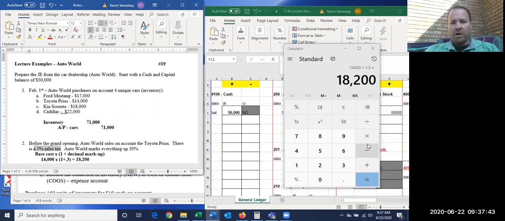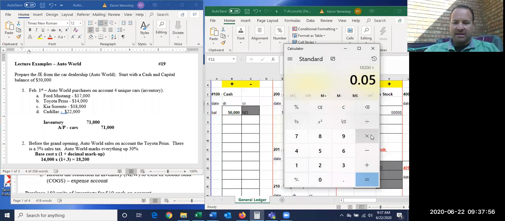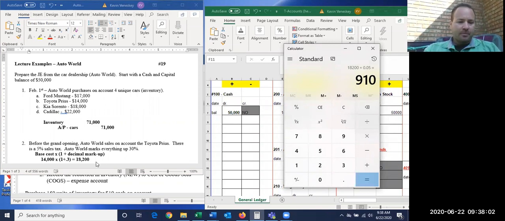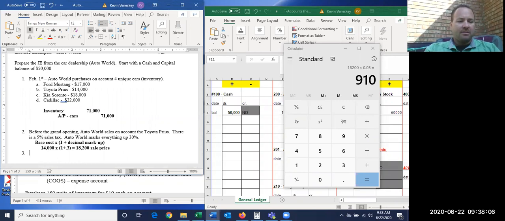So you can do it one of two ways. You can just tack on 0.105 to see what your final sale price is, or you can just see what the sales tax is. I'm just going to see what the sales tax is. I'm going to multiply by 0.05 for 5%. So if this is my sale price, my sales tax is $910.